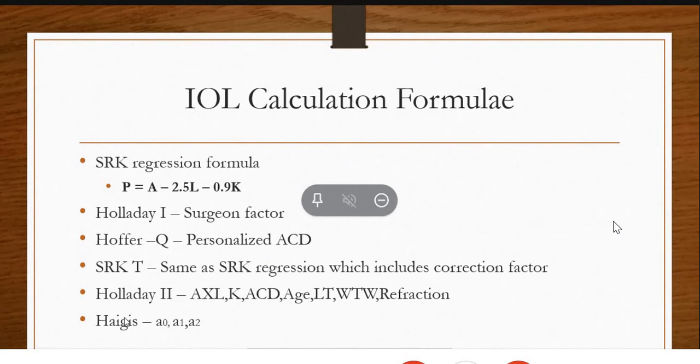because if you take here A0, A1 and A2, A0 is nothing but the constant of the IOL. A1 denotes the anterior chamber depth of the patient. A2 denotes the axial length. So with these three constants, the Haigis formula works. Here the anterior chamber depth plays a major role. So for patients who have an improper AC depth, or a very narrow anterior chamber, in those patients you can go with this Haigis formula.